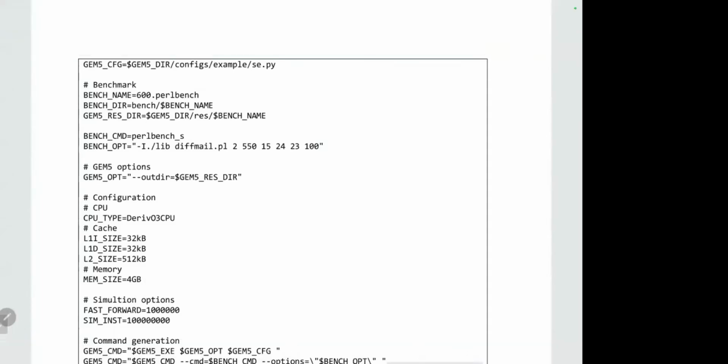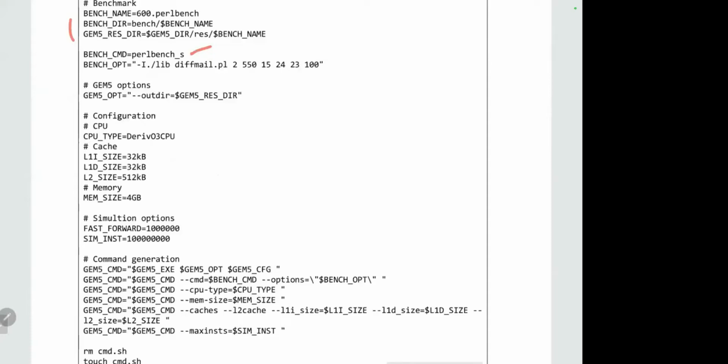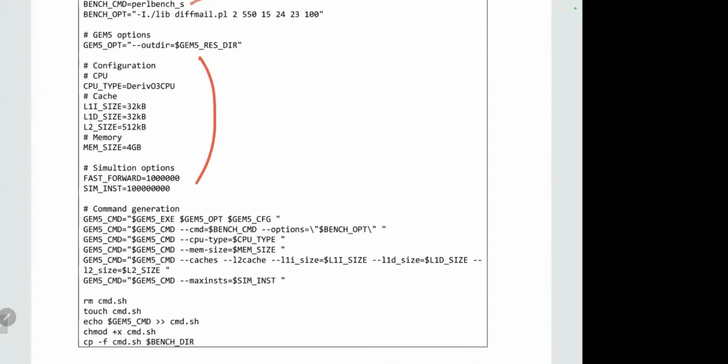So in this script, you can set the benchmark name and the benchmark directory. You can set the benchmark command and the options. You can also set the processor configuration using this script. I tried the fast forward option because initially the cache memories are empty in Gem5, but if I activate this option, Gem5 encounters a segmentation fault, and I did not solve this issue. So do not use fast forward.